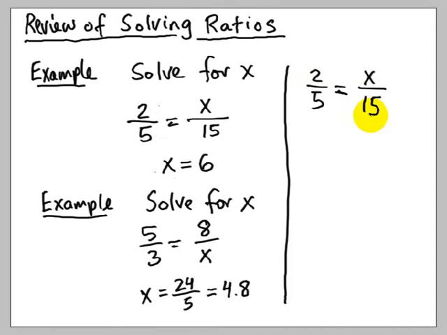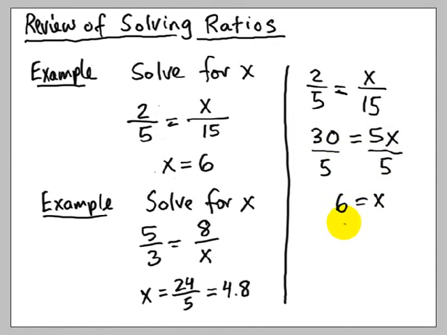We look on this cross, we multiply them, we get 30. 2 times 15 is 30. And then we look on this cross and we multiply them and we get 5x. And then we divide both sides by the number in front of x, right? And this side is x. 5 divided by 5 is 1, so we get 1x. And 30 divided by 5 is 6. And if you want to rewrite it with the x on the left-hand side, that's fine. So you see we get the same answer, don't we? X equals 6 on both of these.